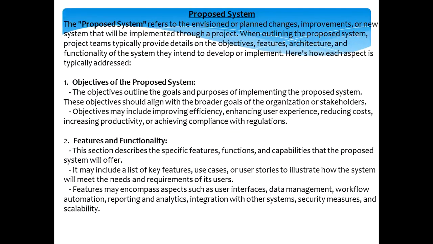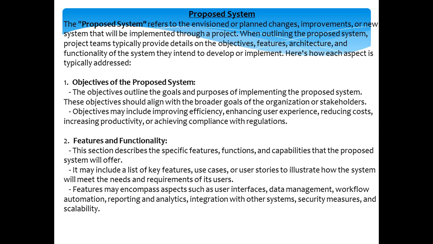Now we go to the proposed system. Here we are talking about the computerized system, the system that you are now creating using Microsoft Access. Now that we have looked at the overview of the existing system, which is manual, the proposed system refers to the planned changes, improvements, or new system that will be implemented through a project. When outlining the proposed system, project teams typically provide details on the objectives, features, architecture, and the functionality of the system they intend to develop or implement.